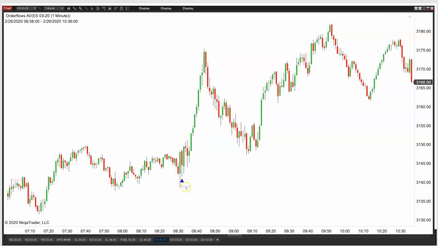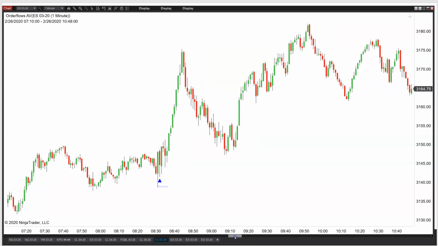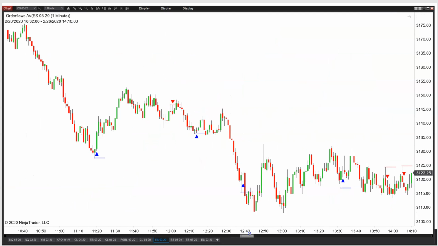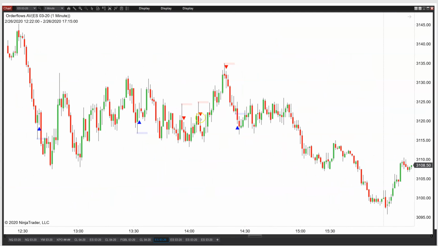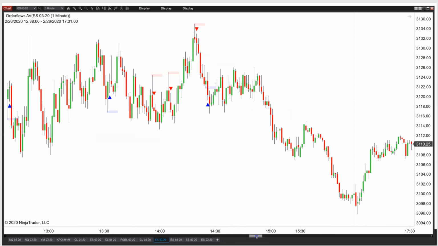Now, how some people use these zones is they use them as their stop level. They'll take the trade on the up triangle or down triangle, and they'll use this little zone here, this little buffer, as their stop placement. But as you can see, not every trade was a big winner. There's some big winners, some small winners, and some losses.